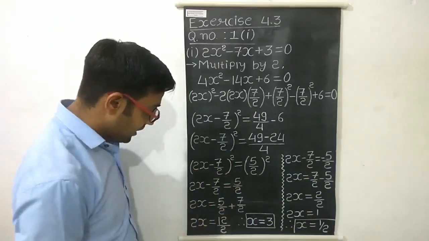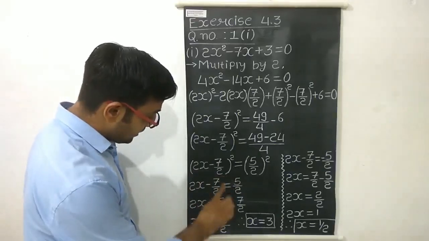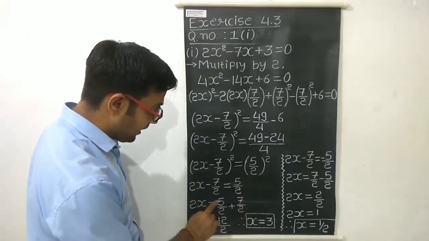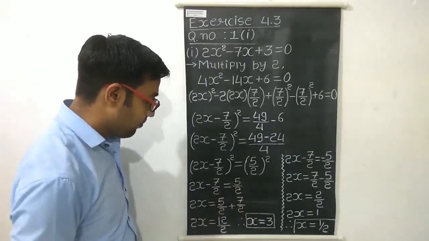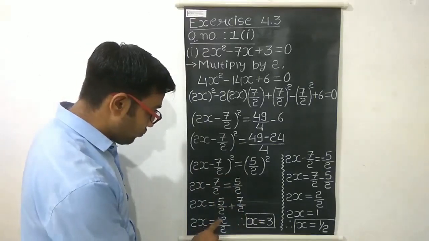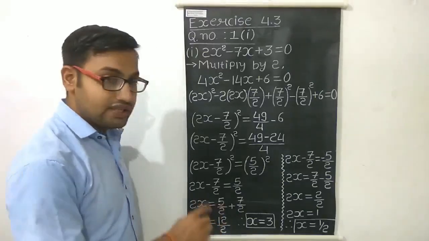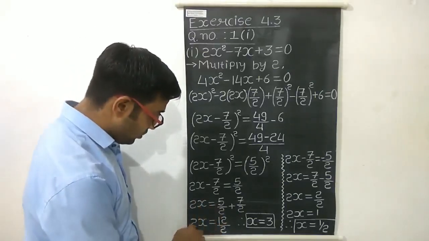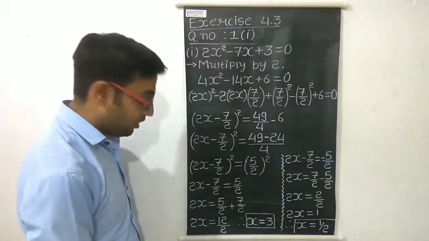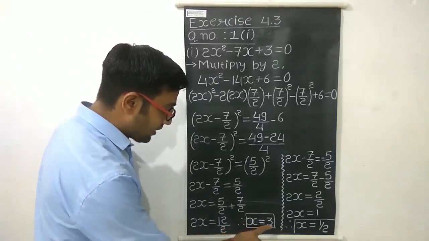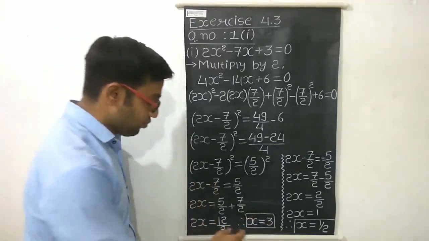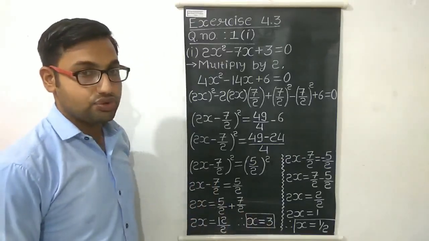So here by simplification we will get 2x, this 7 by 2 goes to the right hand side, by taking 5 by 2 plus 7 by 2. And 2x is equal to 12 upon 2. So 12 upon 2 is 6. Again this 2 goes to the right hand side, it will go in the denominator. So we will get the value of x is equal to 6 upon 2, that is why x is equal to 3.